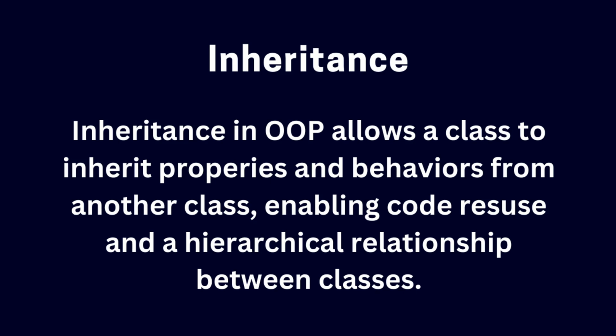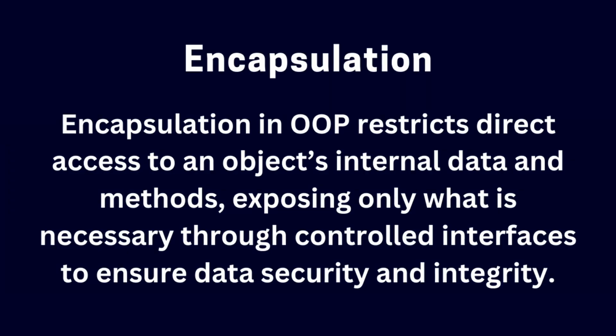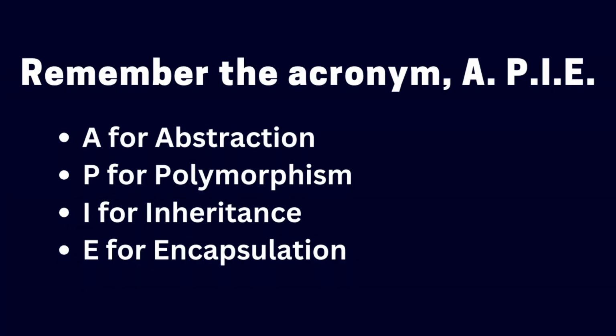Inheritance. Inheritance allows new objects or classes to take on properties and behaviors of existing ones. This reduces code duplication and promotes reusability and makes it easier to maintain consistent design across your application. Encapsulation. Encapsulation combines data and the methods that manipulate it into a single, self-contained unit, referred to as an object. By restricting direct access to this data, encapsulation ensures better control, security, and reduces the risk of unintended interference. These four principles, abstraction, polymorphism, inheritance, and encapsulation, can be remembered using the acronym API.